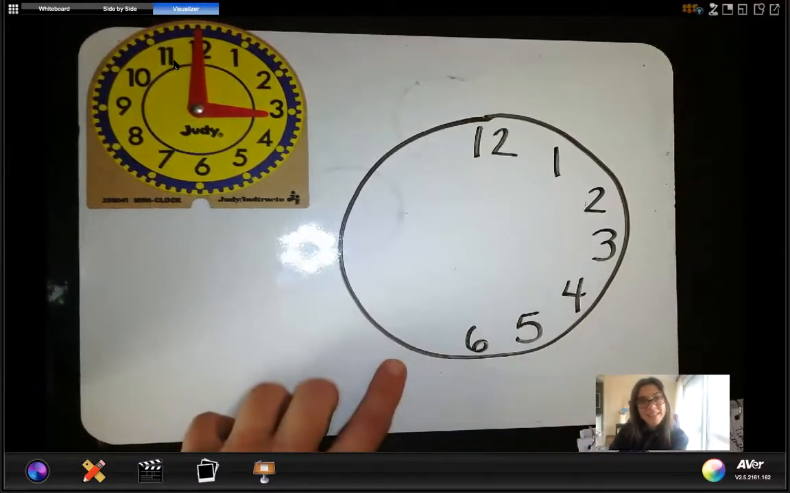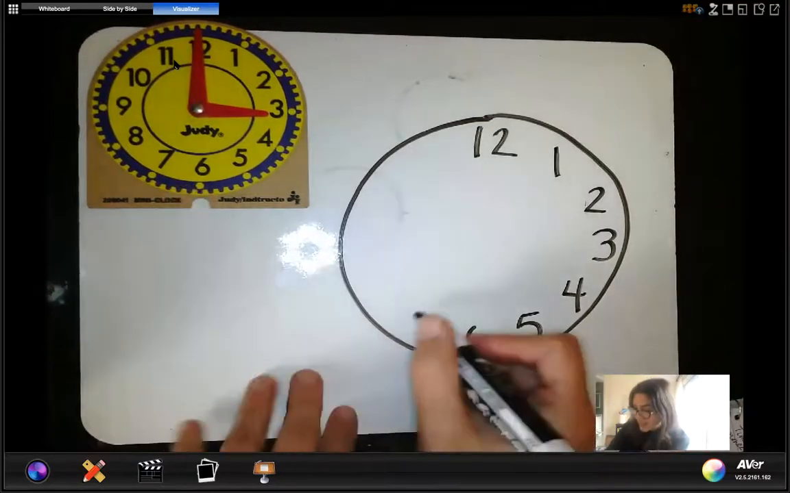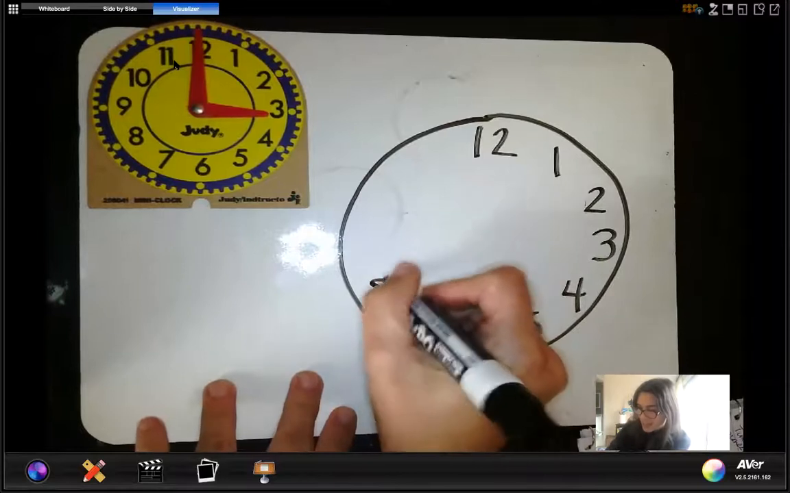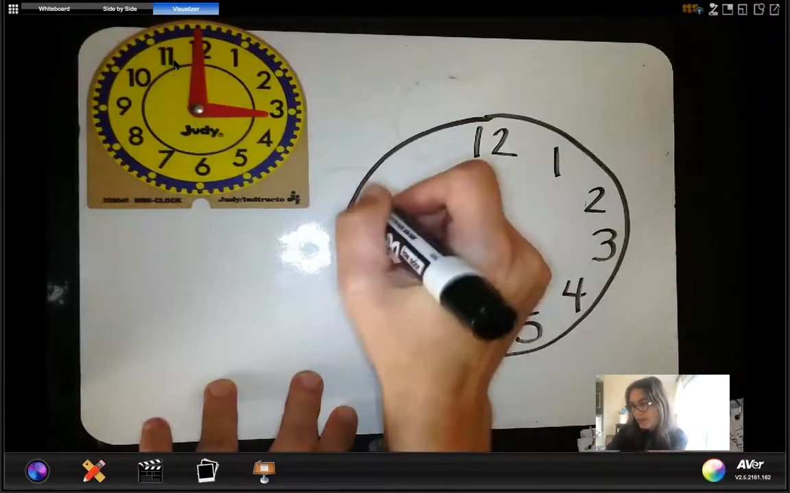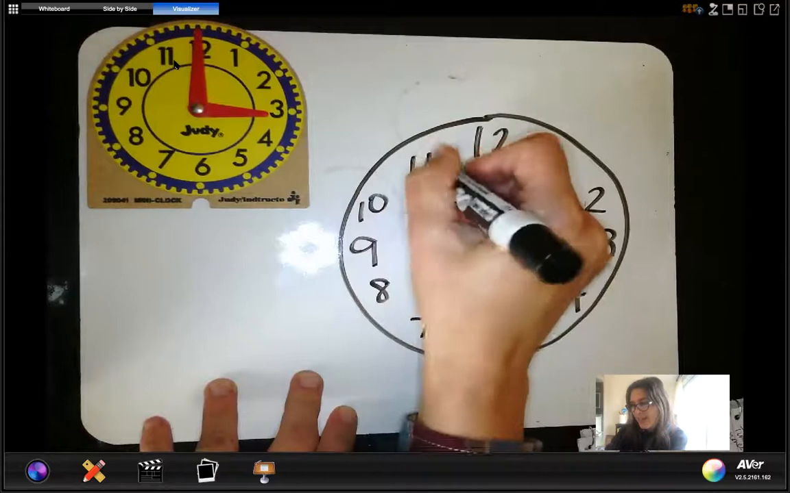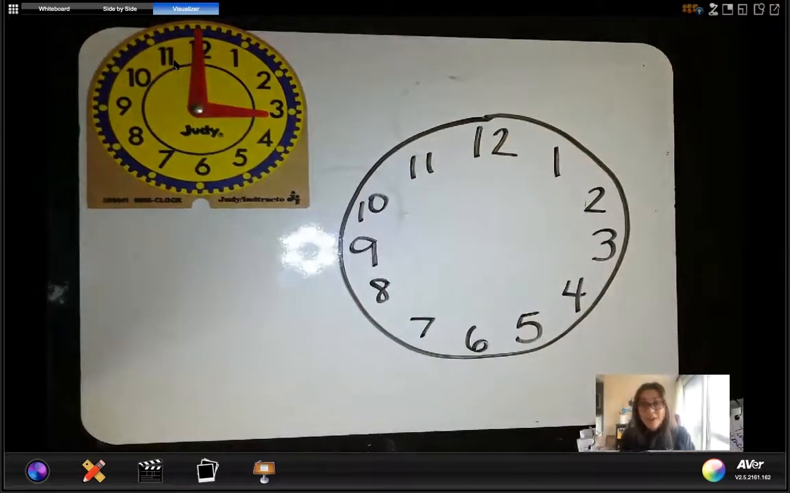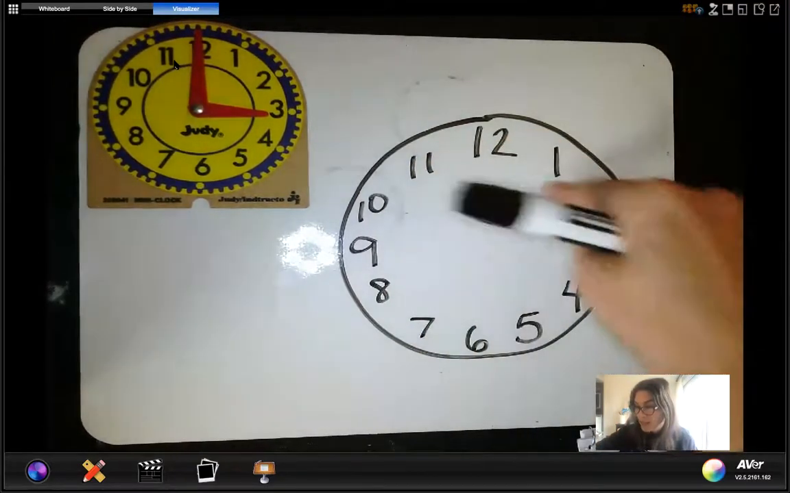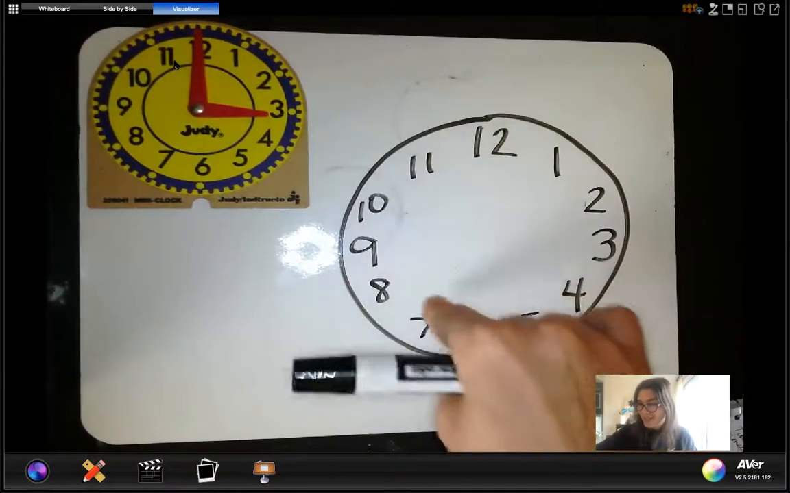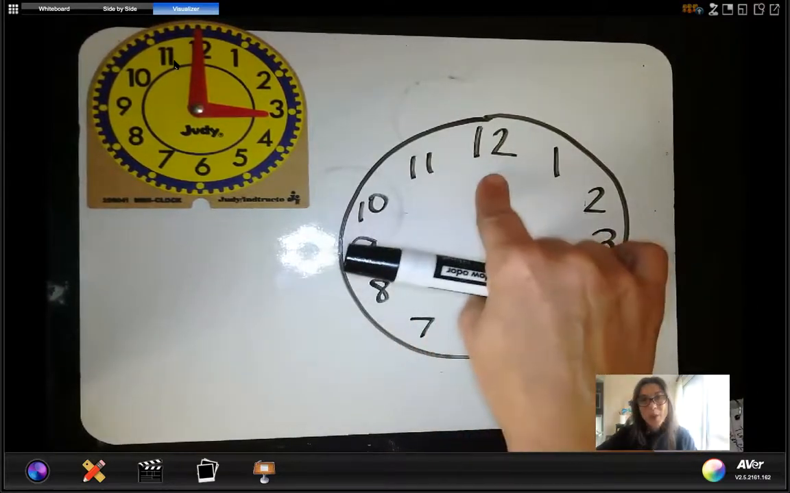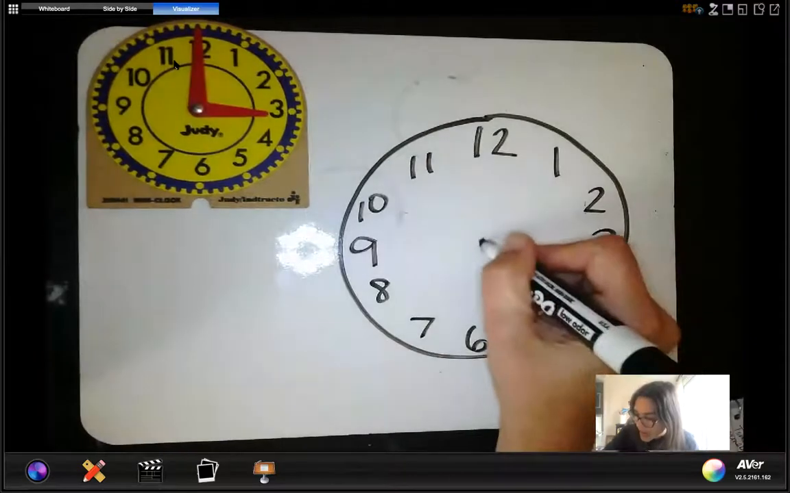What's going to come next? That's right. 7, 8, 9 is in the corner. 10, 11, 12. There are 12 numbers around a clock. 1, 2, 3, 4, 5, 6, 7, 8, 9, 10, 11, 12. We can put our dot in the middle.